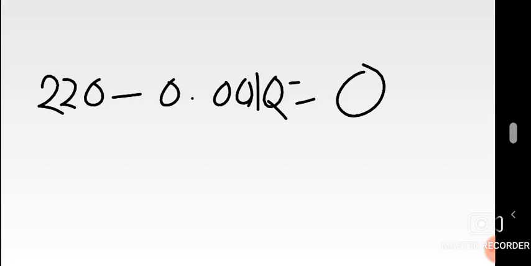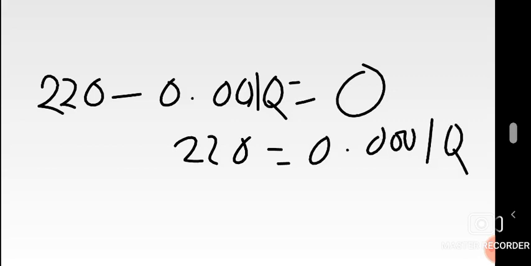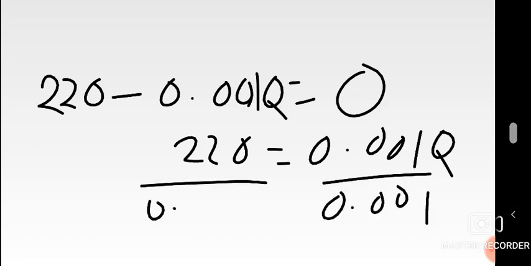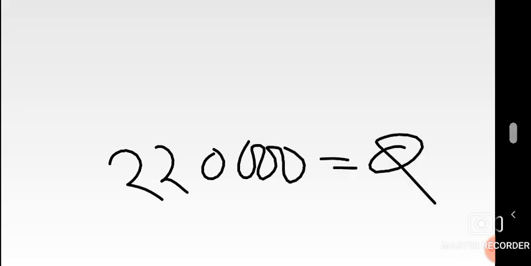So for Q, 220 is equal to 0.001Q. Divide both sides by that. In fact, it's just supposed to be 0.001, just two zeros there. Q over that, you get 220,000 as your value for Q.